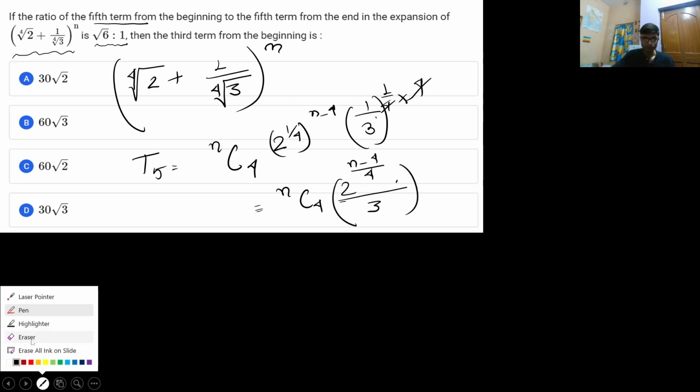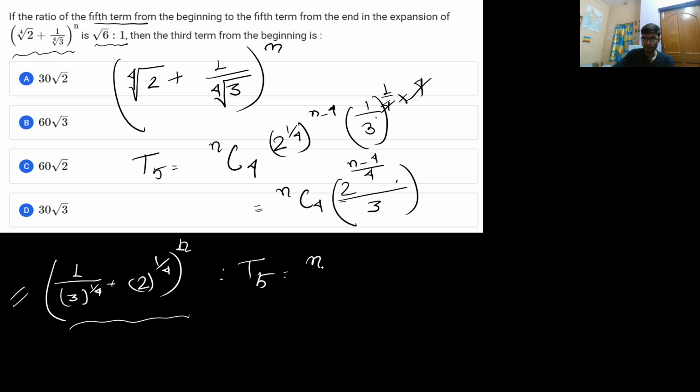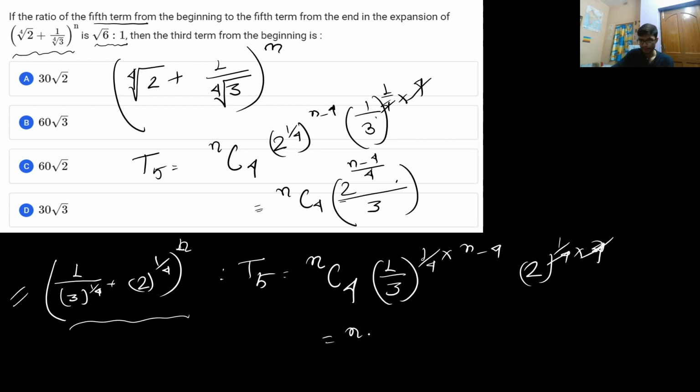Now for the fifth term from the end, we need to interchange the terms of the binomial, raised to the power n. For this binomial expansion, the fifth term from the end is the same as the fifth term from the beginning of the interchanged binomial expansion. So this is T5 again, and this T5 yields nC4, 1 by 3 whole raised to the power 1 by 4 into n minus 4, into 2 to the power 1 by 4 into 4. The 4 gets cancelled, and the result you get is nC4, 1 by 3 whole raised to the power n minus 4 by 4, into 2.